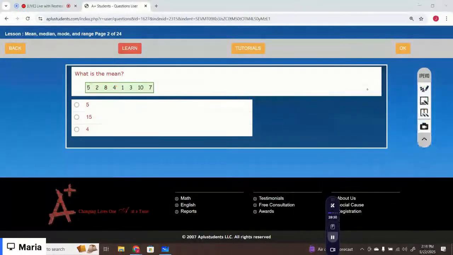So the mean is 5. 8 times 5 is 40. 5 it is. So the mean is 5.